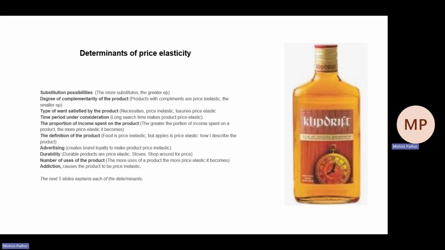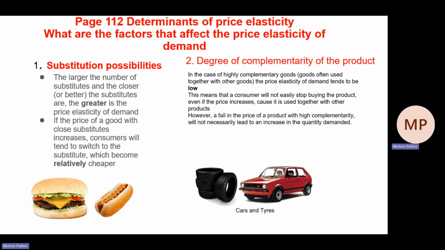Now we're going to look at the determinants of price elasticity. Okay, so we look at substitution possibilities, degree of complementary products, type of want that needs to be satisfied, and time consideration, and we're going to look at each of these in the next 5 slides. So starting on page 112, you will start to see how these different factors impact price elasticity of demand.